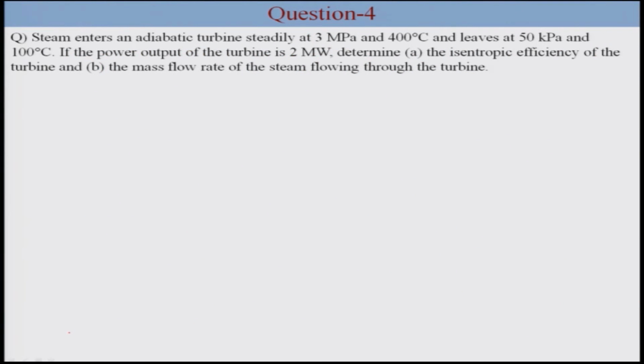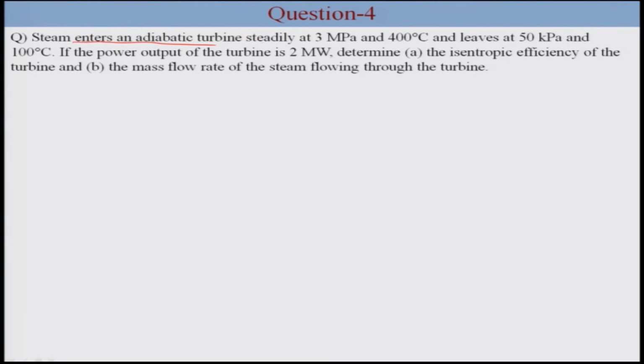Moving on to the next question. Steam enters an adiabatic turbine steadily at 3 megapascal and 400 degrees Celsius and leaves at 50 kilopascal and 100 degrees Celsius. If the power output of the turbine is 2 megawatt, determine the isentropic efficiency of the turbine and the mass flow rate of the steam flowing through the turbine.